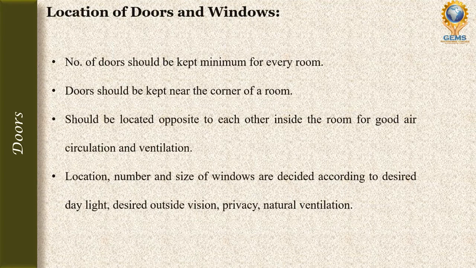Location of doors and windows. So following are the rules that should be followed by the designer or planner, who is going to design or plan the building, while locating the doors and windows. The number of doors should be kept minimum for every room. Because if you give a large number of doors, it will cause obstruction and decrease the utilization of the space inside the room. So we have to keep the number of doors minimum for every room.